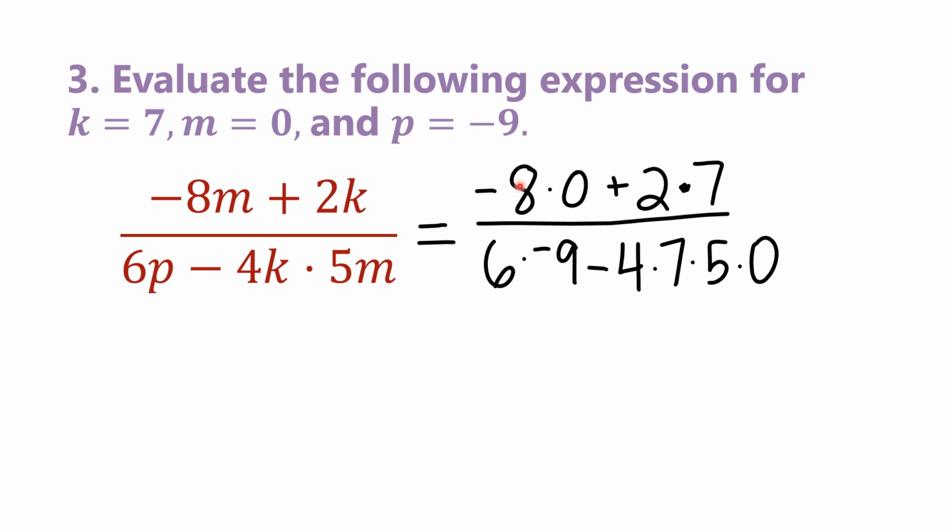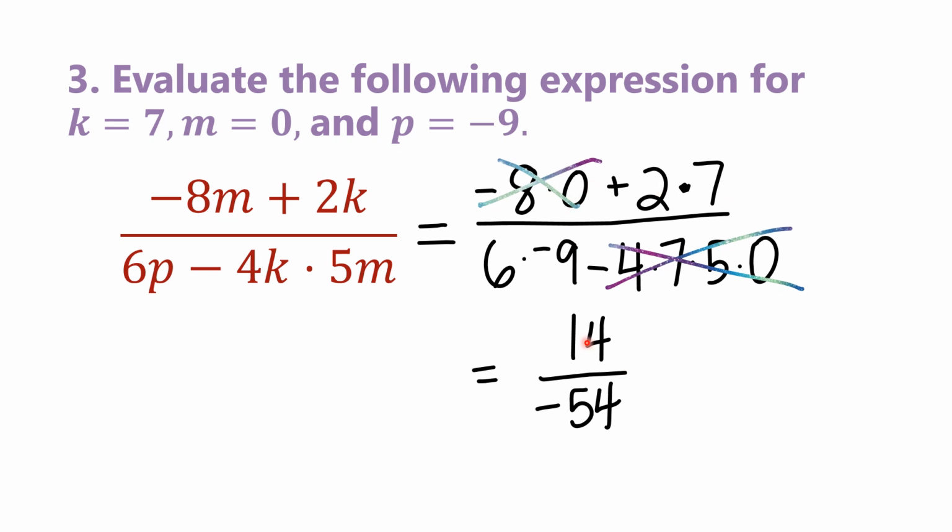All right, so negative 8 times 0, that's going to cancel out, right? Negative 8 times 0 is 0. And then down in the bottom, we've got 4 times 7 times 5 times 0. So 4 times 7 is 28. 28 times 5, what is that? That's 140 times 0 makes it 0, so that cancels out as well. All right, so lots of stuff canceling. So let's see what's left. 2 times 7 in the top and 6 times negative 9 in the bottom.